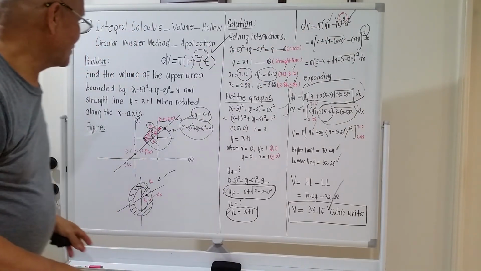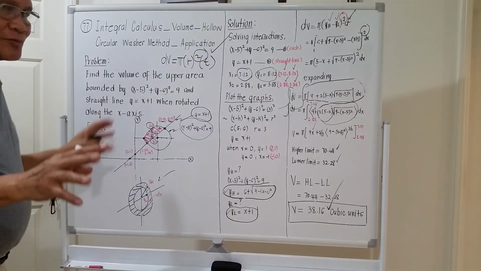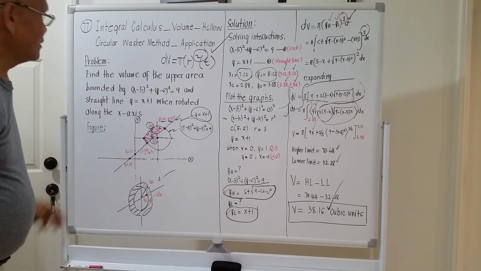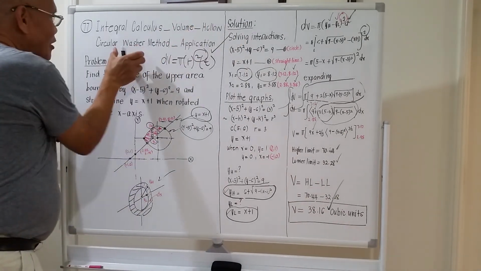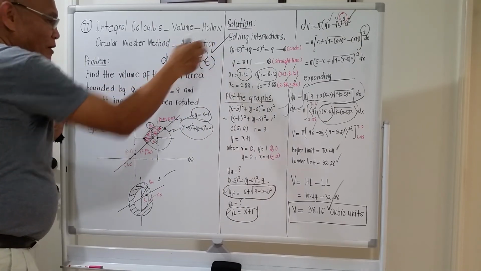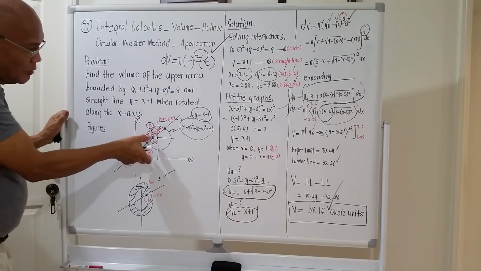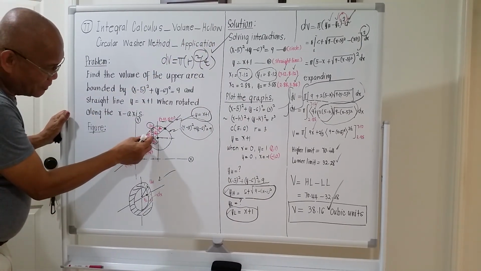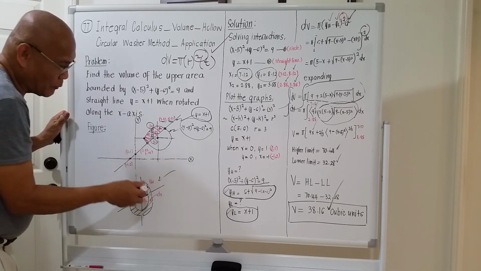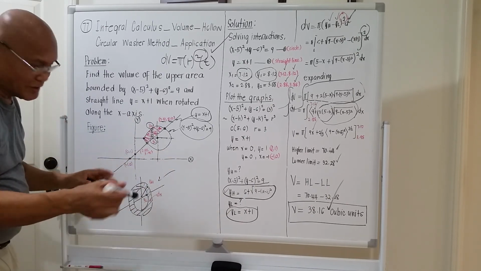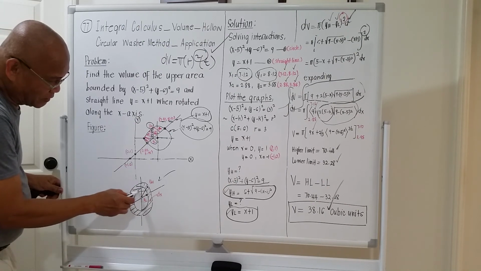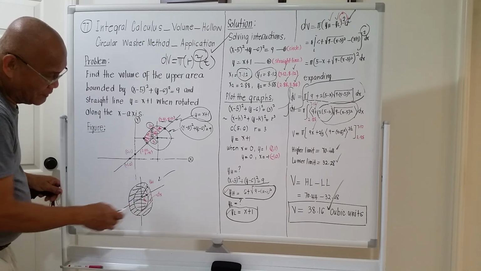Okay guys, that's the importance of the topic this afternoon. It's the so-called hollow circular washer method, an application problem. There is a hole from this point here with respect to the axis of rotation. So the washer has a hole at the middle. It's a circular washer, right?